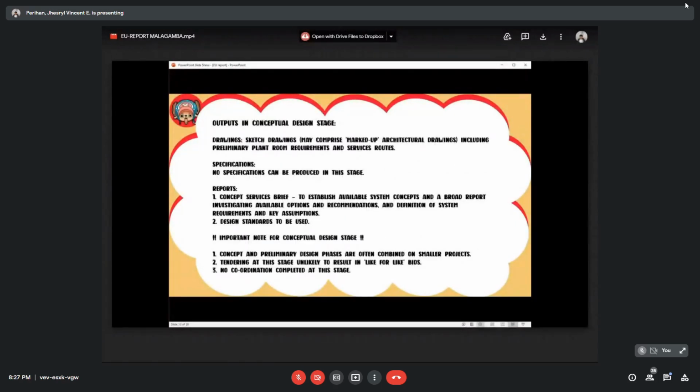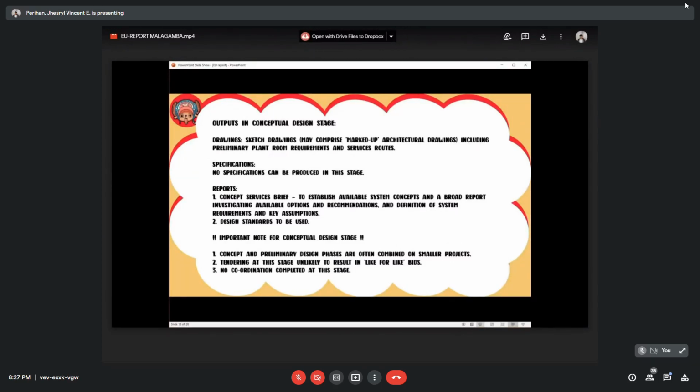So here are the outputs in the conceptual design stage. In drawings, we have sketch drawings that may comprise mark-ups of architectural drawings, including preliminary plant room requirements and service routes. For the specification, no specification can be produced at this stage.